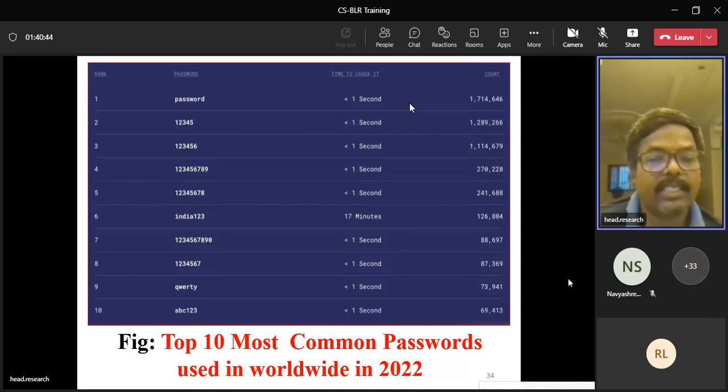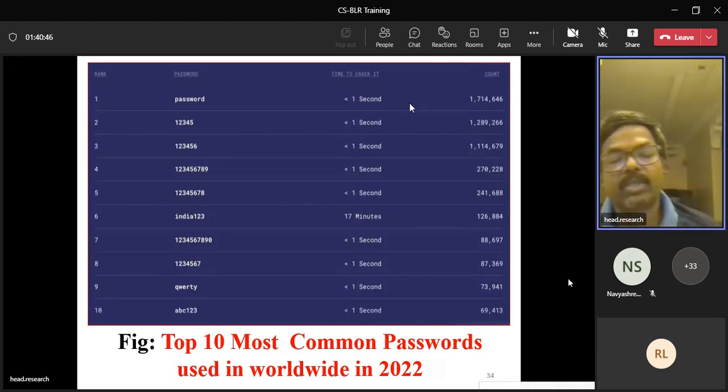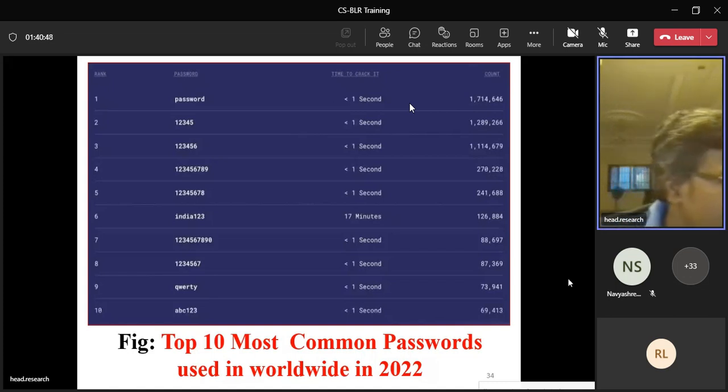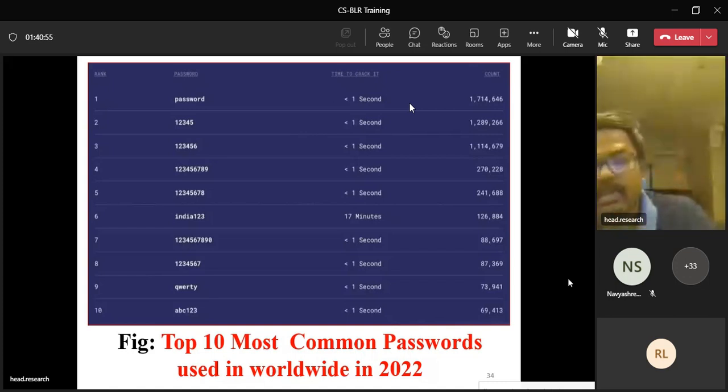ABC123. Don't give such easy passwords, so everybody can access your own mobile data.